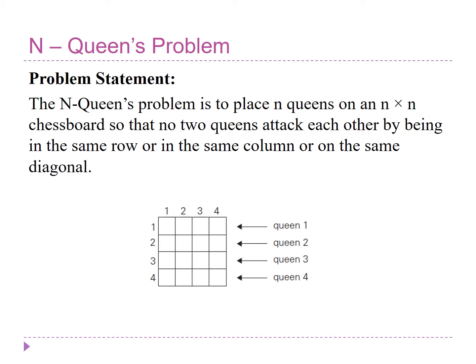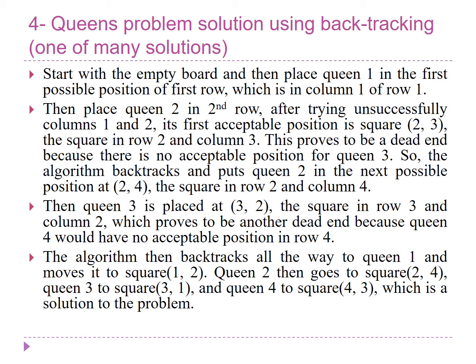The n-queens problem. The n-queens problem is to place n queens on an n by n chessboard so that no two queens attack each other by being in the same row or in the same column or on the same diagonal. Given here is a diagram of a 4 by 4 chessboard, and each queen is placed in a row such that no two queens attack each other. Let us find one among the solutions to 4 queens problem using backtracking.